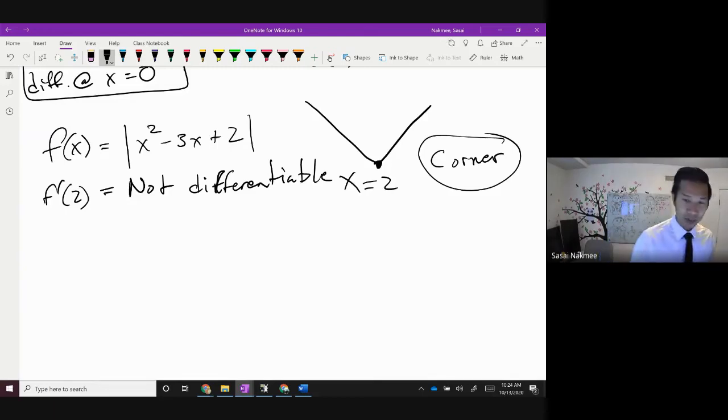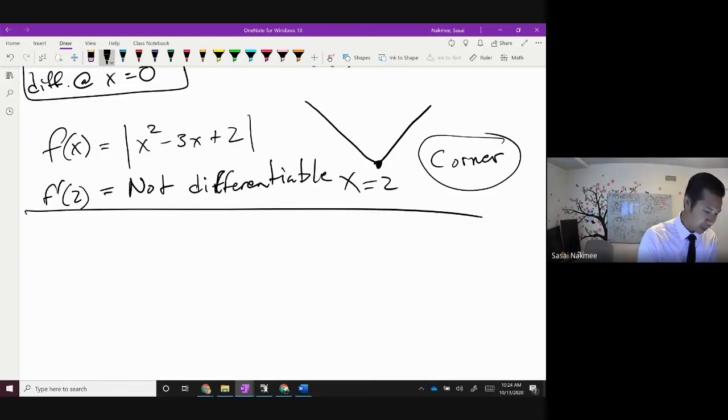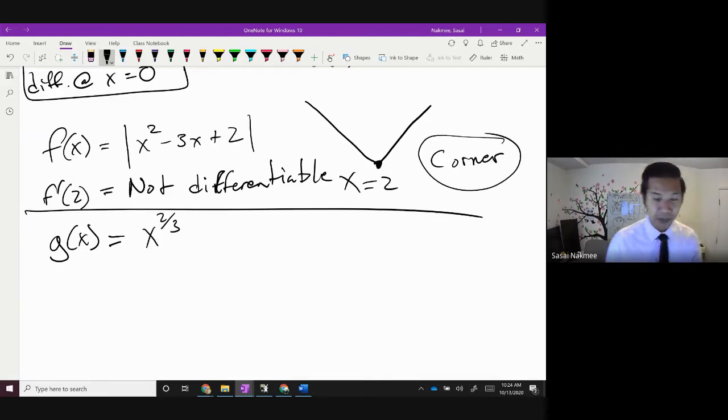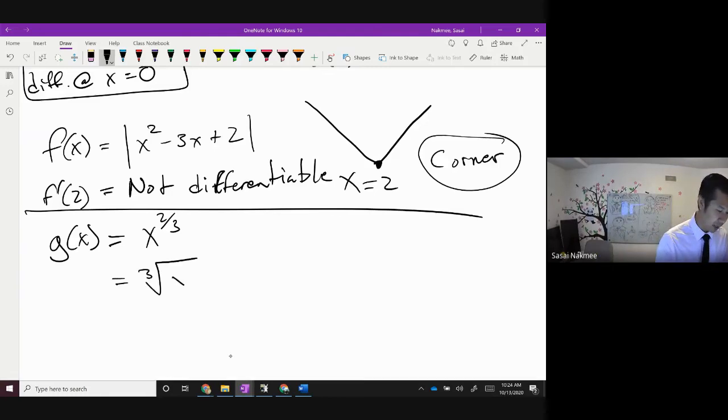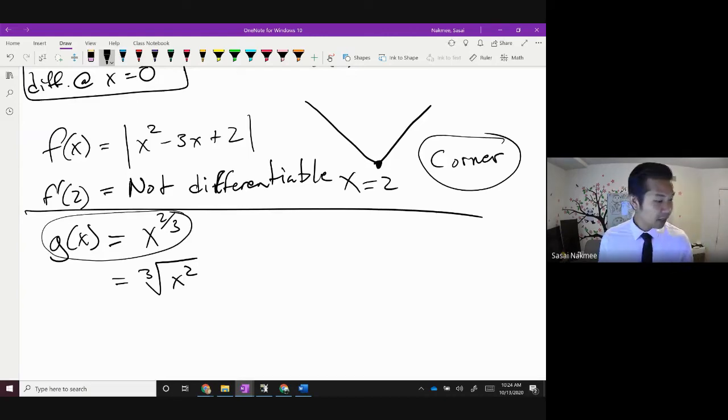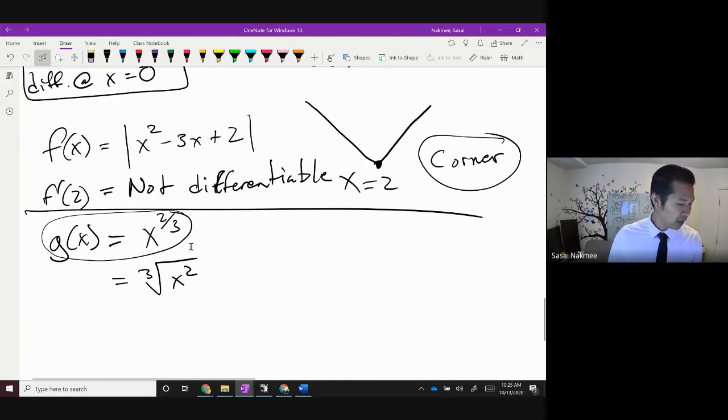Where else is it not differentiable? Let's take a look at another example. Let's say I have here g of x is equal to x to the 2/3. By the way, if you're given this problem in the book, they'll probably write it as the cube root of x squared. And if you want to type it out as your own function, I would use the exponent instead. So let's take a look here real quick at x to the 2/3.